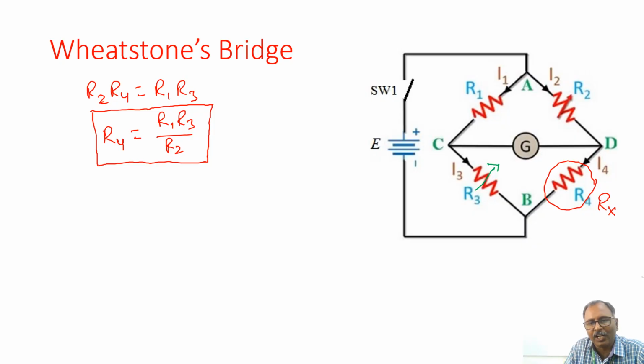Whenever the current through the galvanometer becomes 0, at that condition Rx is given by R1 R3 by R2. As R1 and R2 are fixed, we already know their values, but R3 is the variable one. So we have to take the R3 value whenever the galvanometer current is 0. At that instant, whatever the value of R3 is, we use it here, and from this relation we get the unknown resistance Rx. This is the way for determination of unknown resistance through Wheatstone bridge.